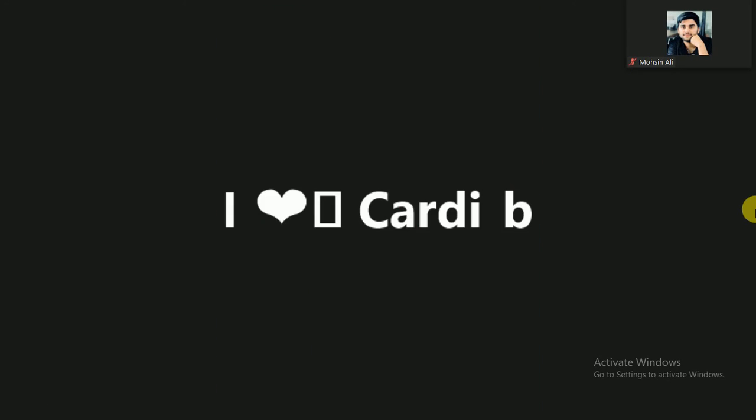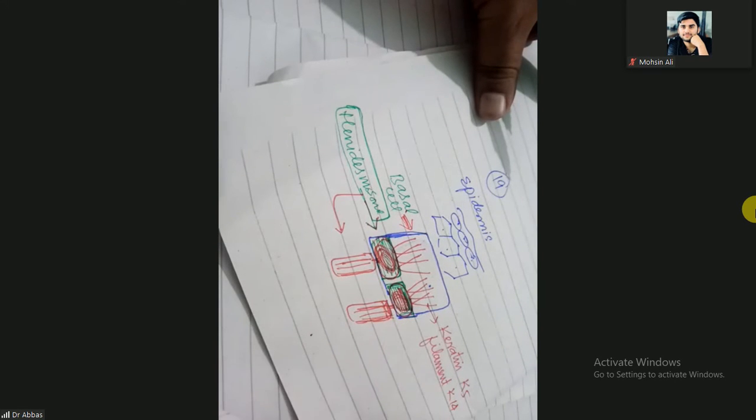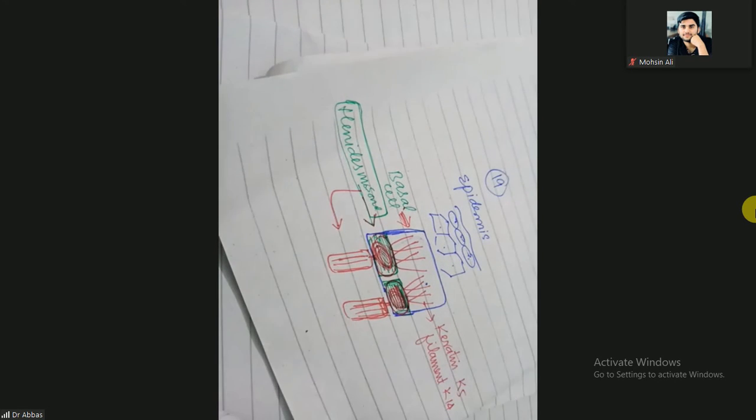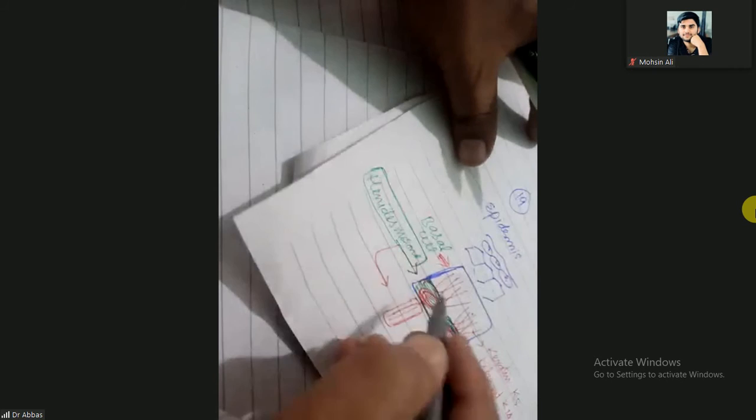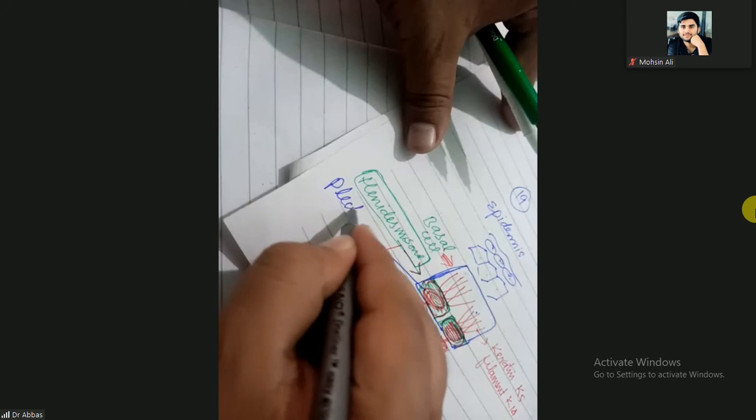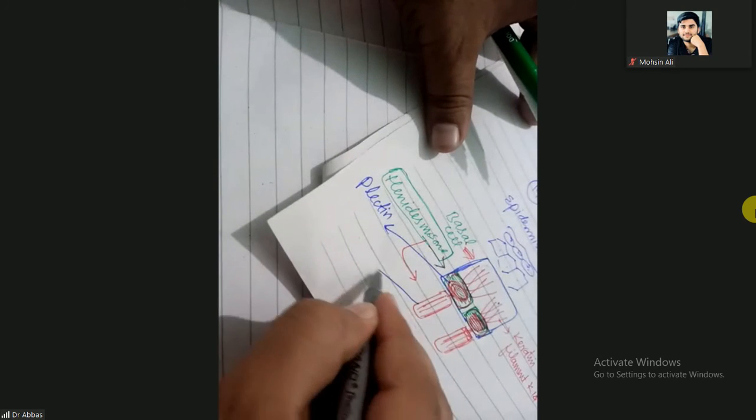Look at here. Basal cells have keratin filaments in them, and on the downside they are attached to the hemidesmosome, which is protein. This hemidesmosome protein has two parts. The upper is plectin and the lower is integrin. So this part of the hemidesmosome is plectin and this part is the integrin.